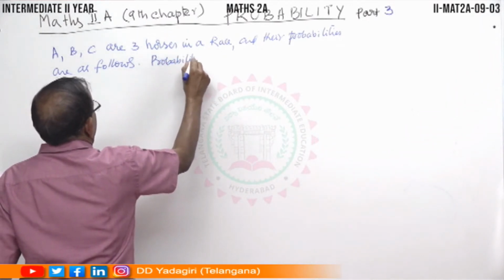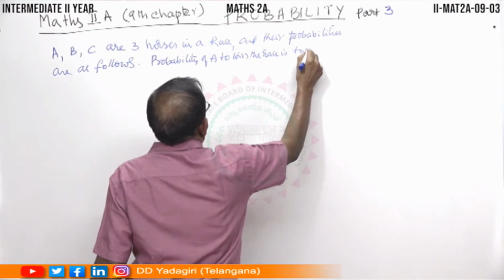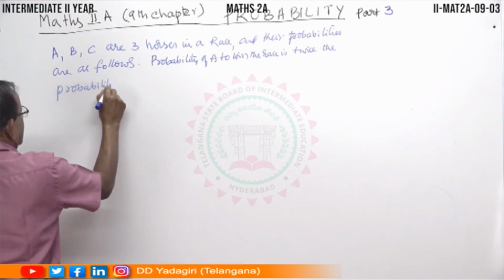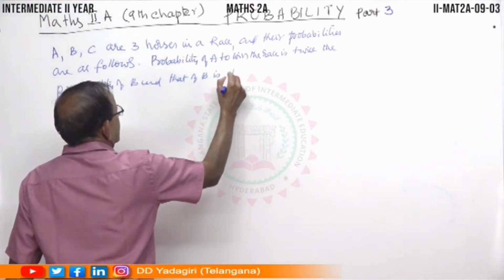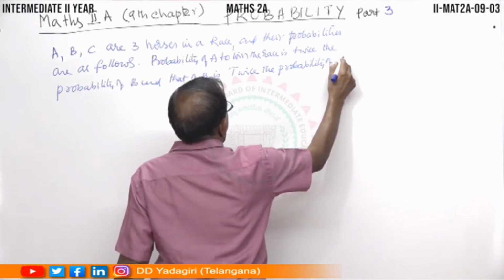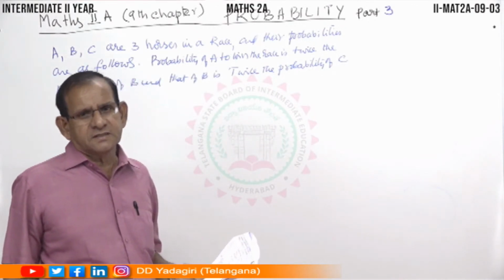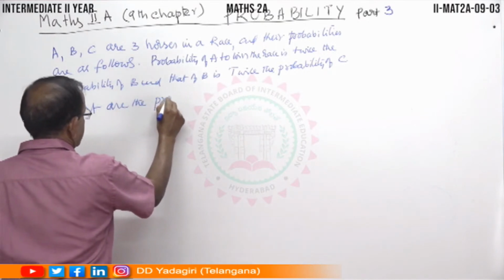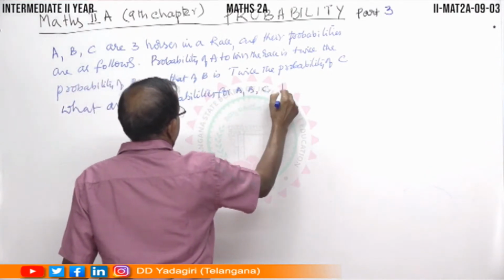The probability of A to win the race is twice the probability of B, and that of B is twice the probability of C. What are the probabilities for A, B, C to win the race?